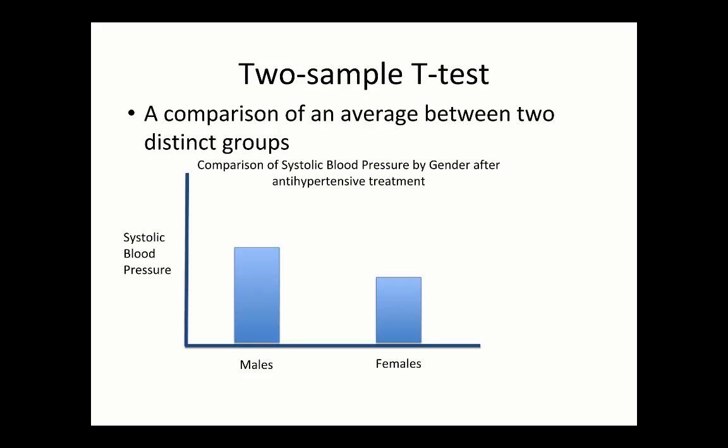We need to reject the null because our p-value is lower than the alpha of 0.05. Given these findings, what would you conclude? Well, we can conclude that the observed average systolic blood pressure after antihypertensive treatment is different between males and females. Based on the trend observed, males appear to have a significantly higher average systolic blood pressure compared to females after antihypertensive treatment.